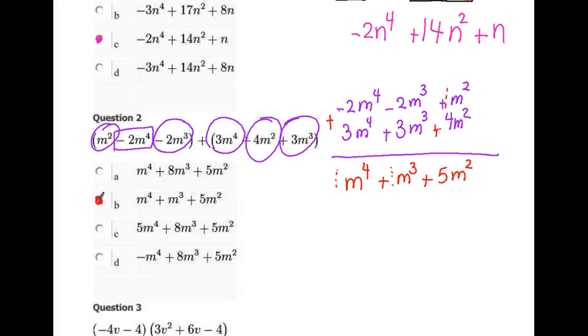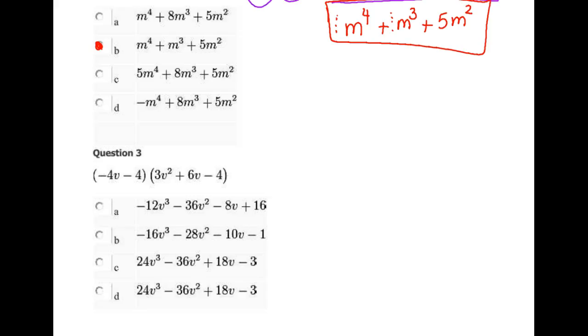The reason that the answer was ready for me and I didn't have to rearrange it is because I already did the arrangement up here, and I did it from the greatest to the least power. Now it's your turn. So this is question number 2, and it's about adding polynomials. So pause the video, work the problem, and then move on. Question number 3 is simply about multiplying polynomials.